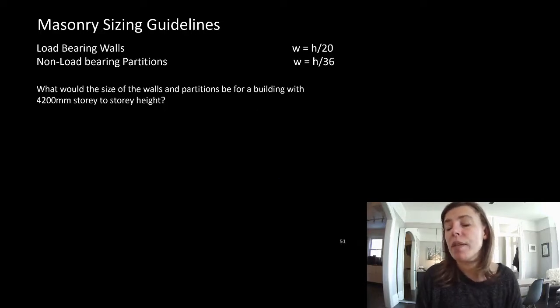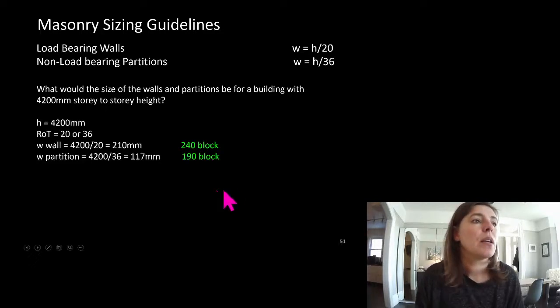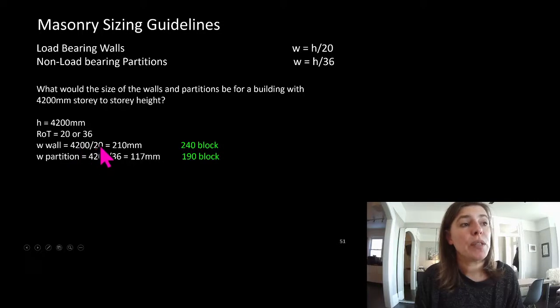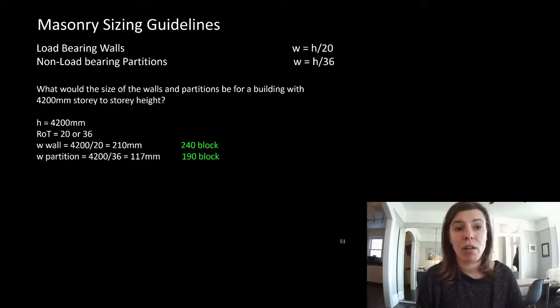So what would be the size of walls and partitions for a building with that same 4.2 meter story-to-story height? Well, the walls would be 4.2 divided by 20, or 210. The block that's available is 240 block then. The partitions would be our 2.4 meters divided by 36, or 117 millimeters, meaning we'd need 190 block. Remember, in the concrete version, we would probably have everything load-bearing, and it all needed to be 200 thick walls. Here, the designation of load-bearing and non-load-bearing becomes really important, and all of our load-bearing block would be 240 thick, so bigger than what we had in our concrete version of it.